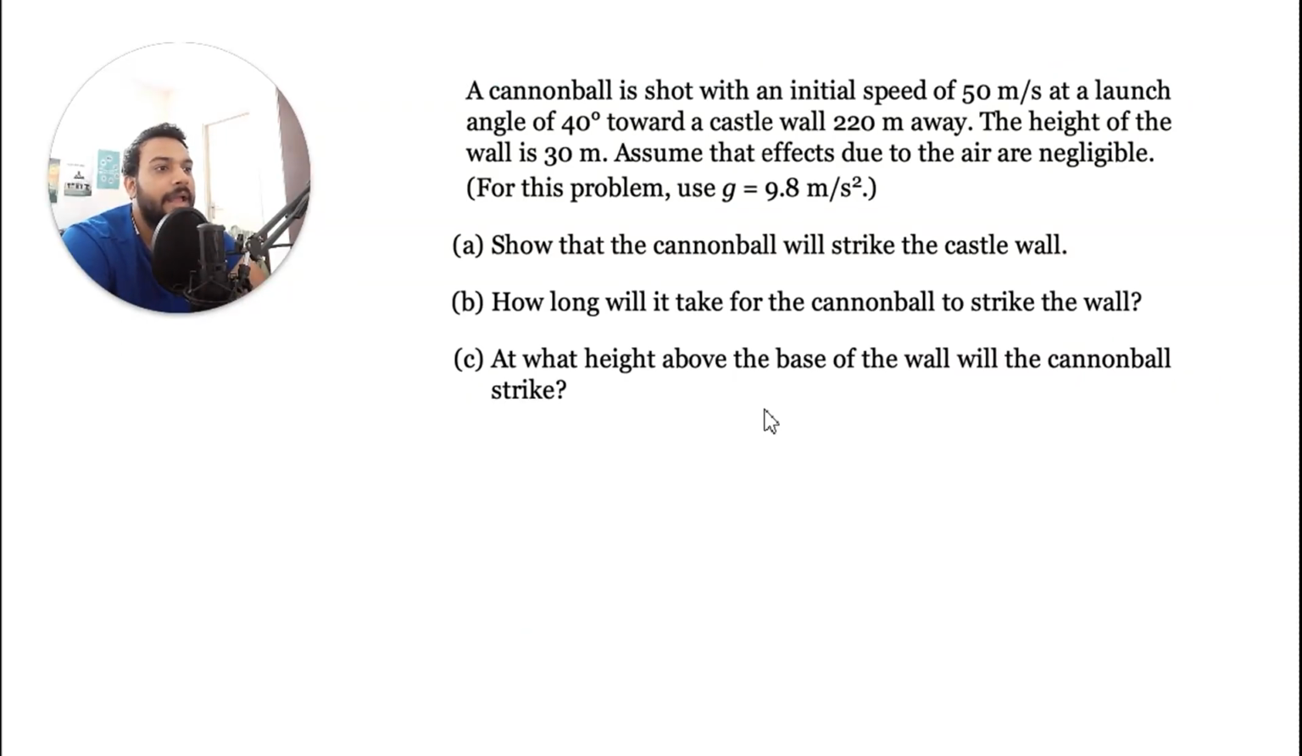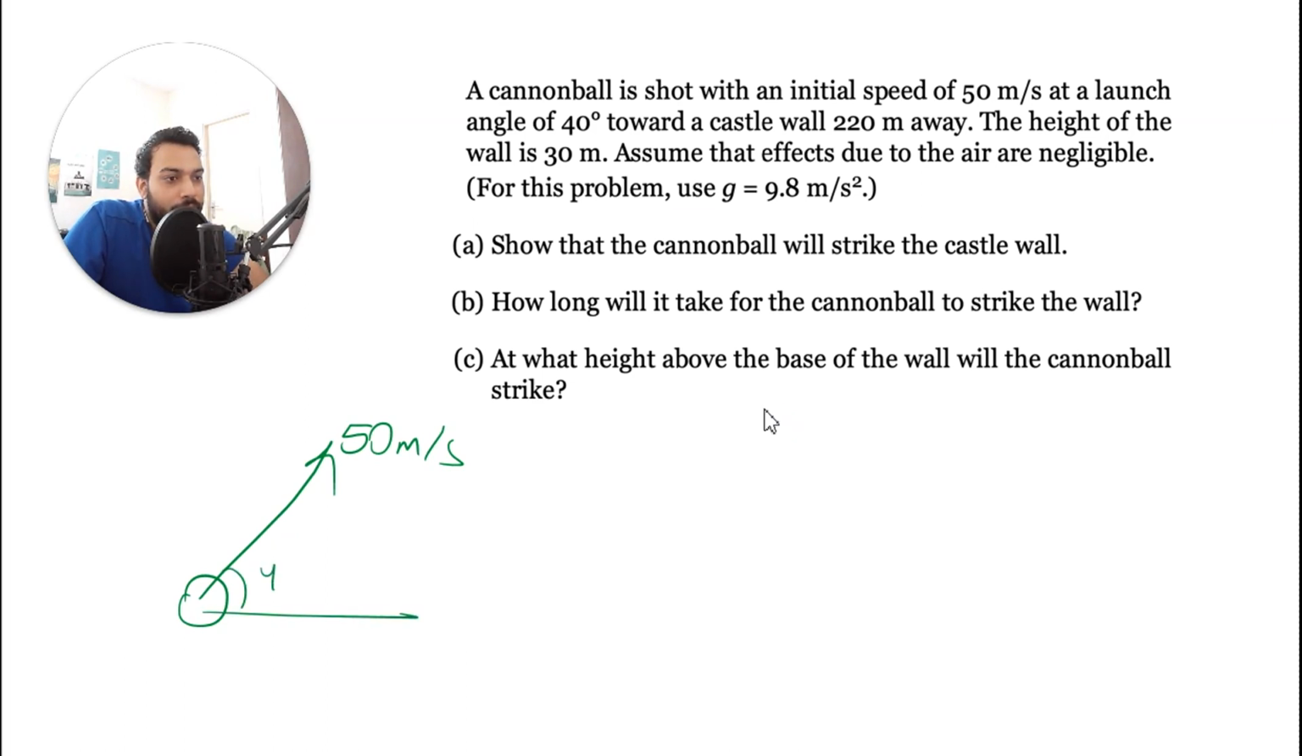Okay, a cannonball is shot with an initial speed of 50 meters per second at a launch angle of 40 degrees towards a castle wall 220 meters away. The height of the wall is 30 meters. Assume that the effects due to air are negligible. So a cannonball is shot with an initial speed of 50 meters per second, that's given, and at an angle of 40 degrees.